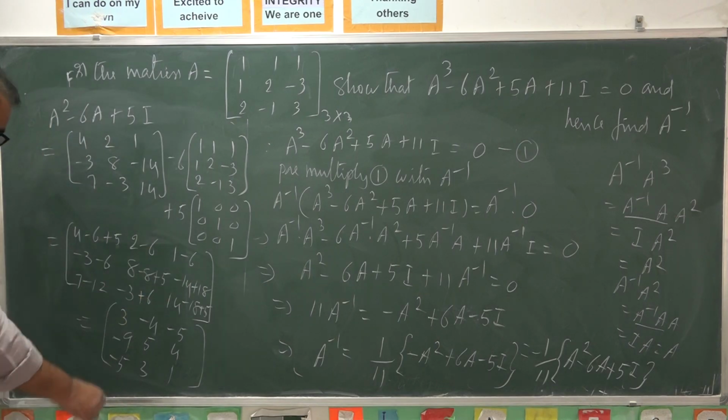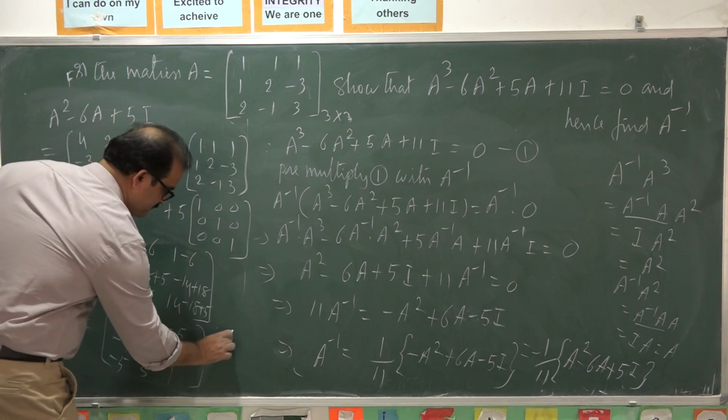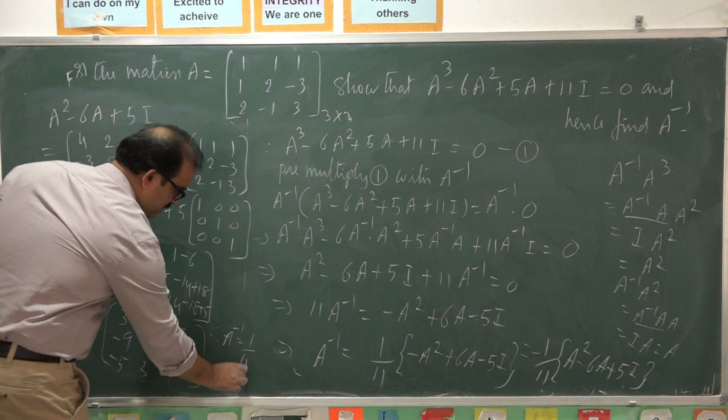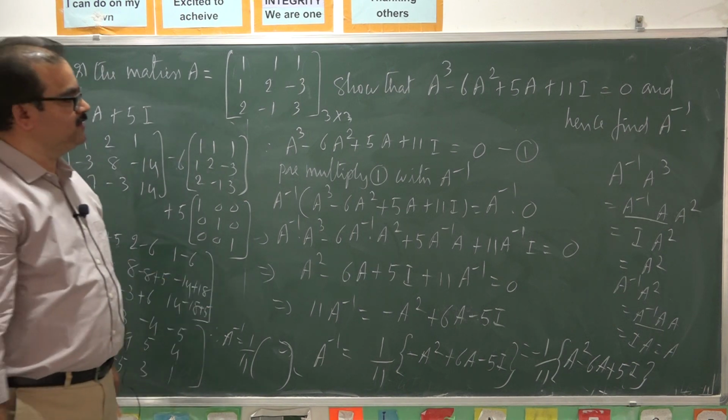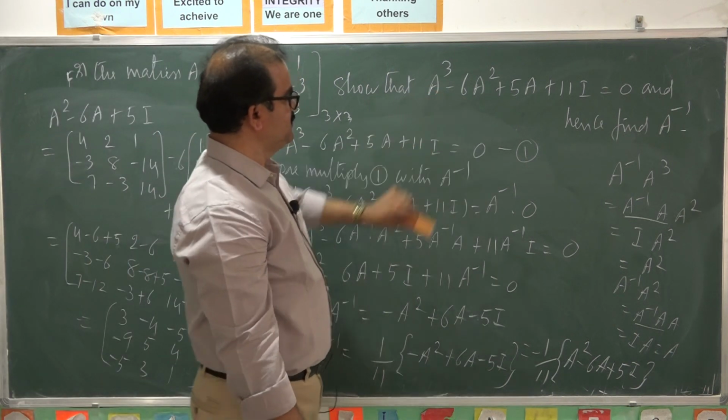Now divide this by 11. Therefore, A inverse is equal to 1 by 11 into, you write this matrix. In this way, you find A inverse value from this equation.